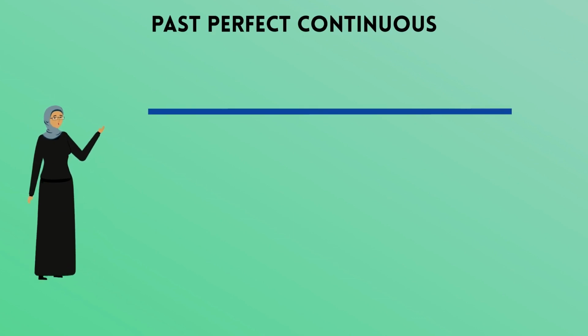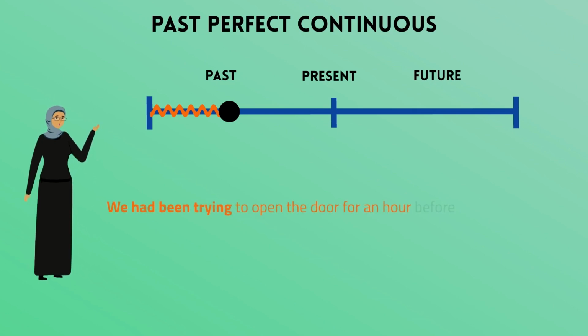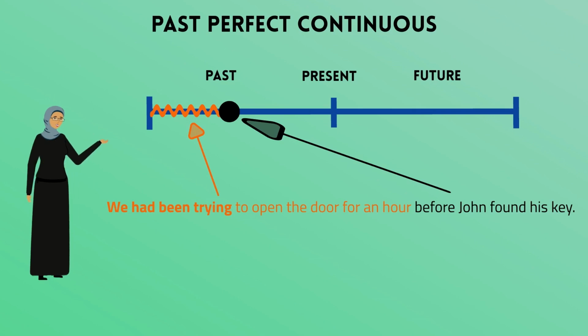We use past perfect continuous to talk about an ongoing action that ended before another action or event in the past. For example, we had been trying to open the door for an hour before John found his key. As you can see on the timeline, the action was continuing in the past until John found his key.